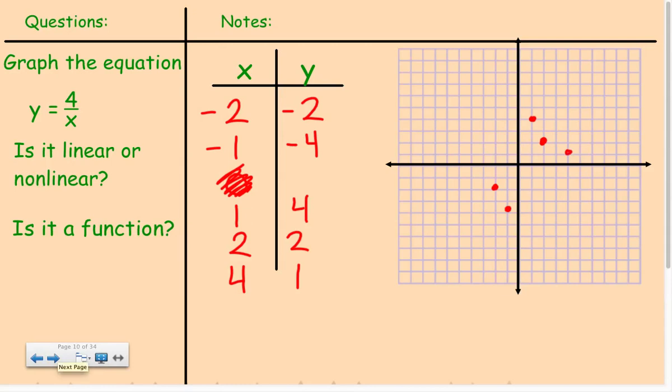Now you might be a little bit confused on what shape these make, and that's okay. Don't connect all the points. This one actually makes a shape that looks like this. So one curve, and then another curve.